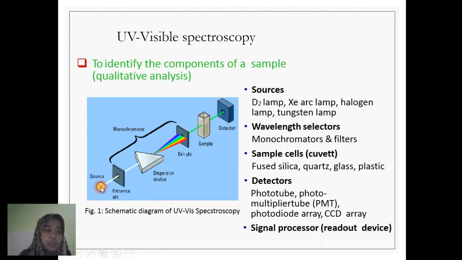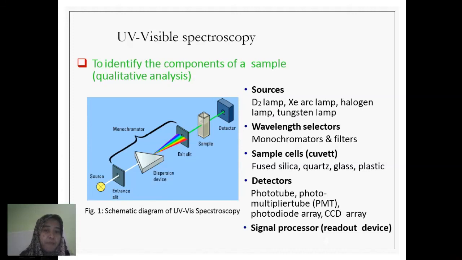So the source is used to provide the light to the sample. The source can be either a deuterium lamp, xenon arc lamp, halogen lamp, or tungsten lamp. Basically, the choosing of the source is based on the need, meaning what is the purpose of this machine, for example. So therefore, they will choose based on the need.